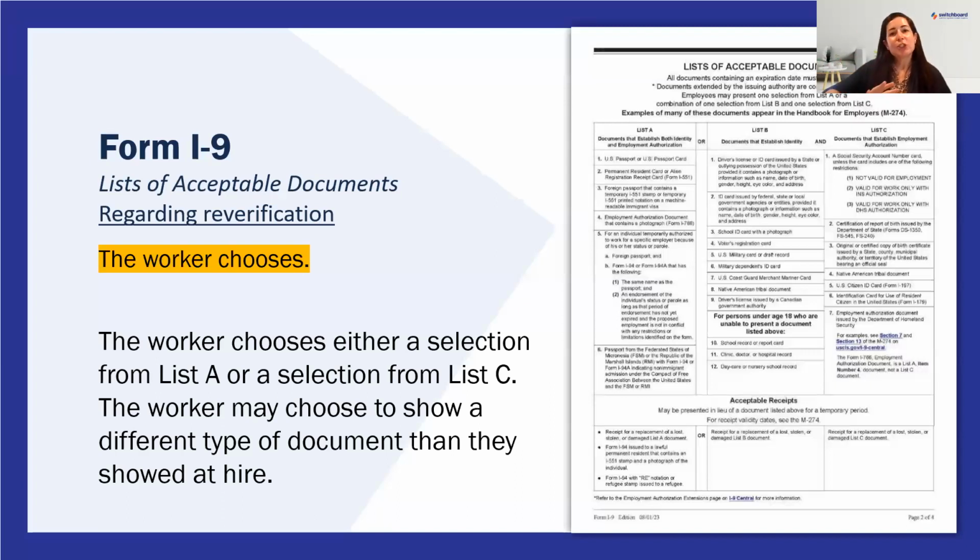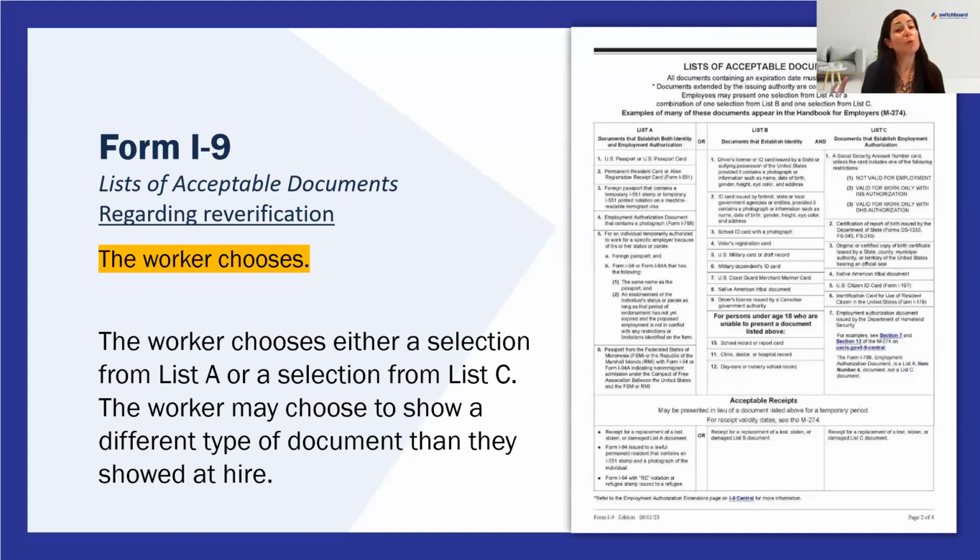For section 2, which is initial hire, the worker gets to choose between either showing a list A document or showing a list B with a list C. And that's what Ramya had discussed. But for re-verification, this is when the person is already working at the employer's office. The worker gets to choose either a list A or a list C. The reason is that the person's identity is totally irrelevant. They've already proved it. They don't need to prove it again. They're still the same person. They just need to prove that they have permission to work. List A documents show permission to work. List C documents show permission to work.